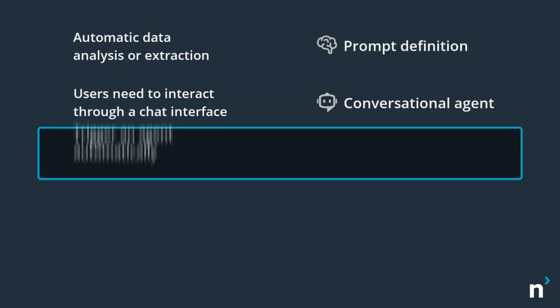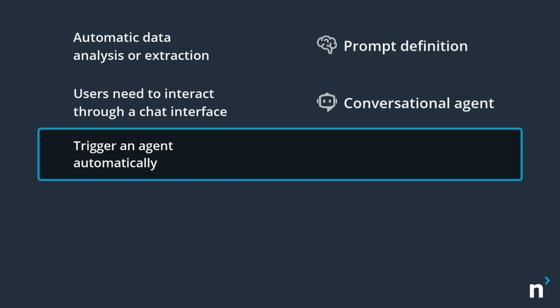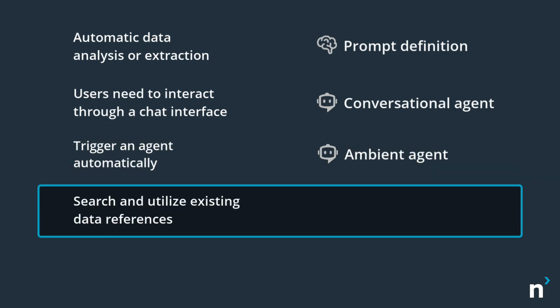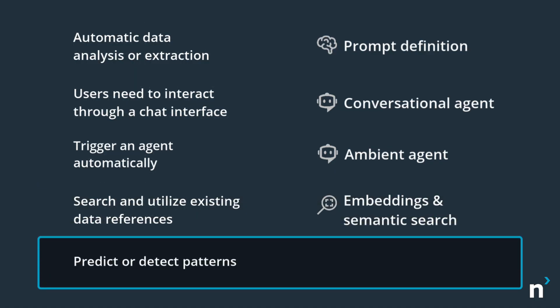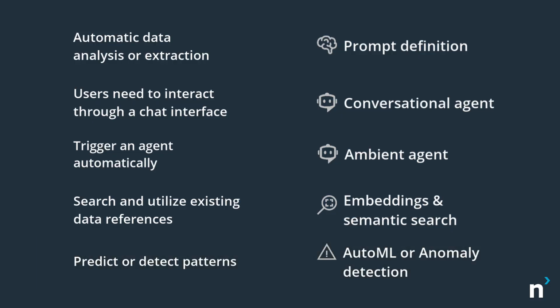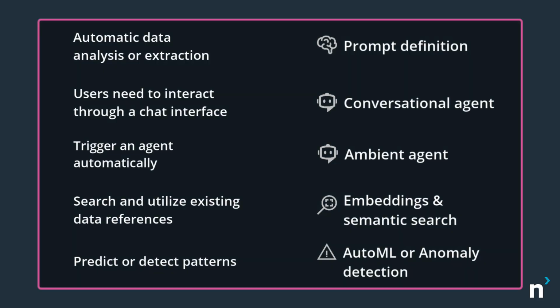To trigger an agent automatically, use an ambient agent. To search and utilize existing data references, use embeddings and semantic search. To predict or detect patterns, use a machine learning model. Most real solutions combine more than one AI tool, but one of these is usually the starting point.